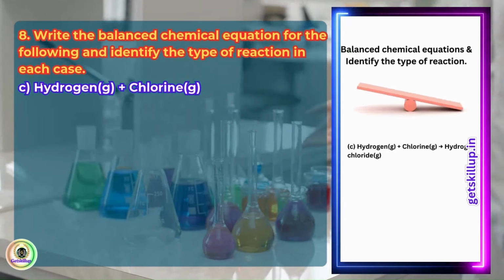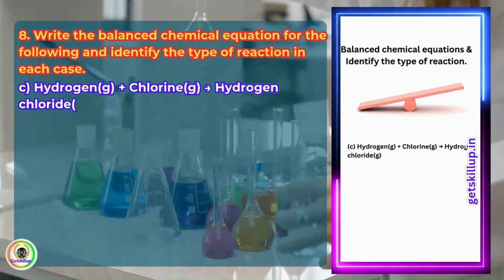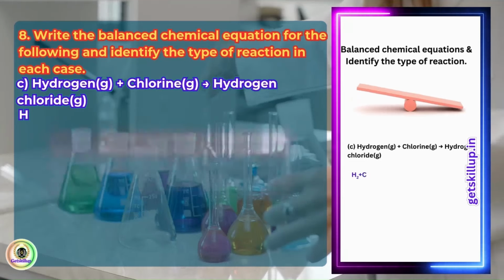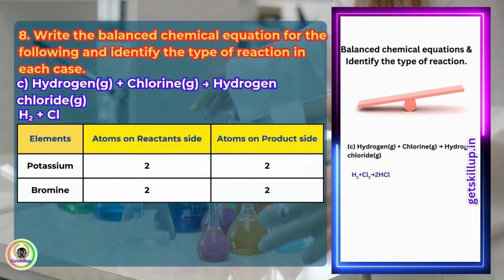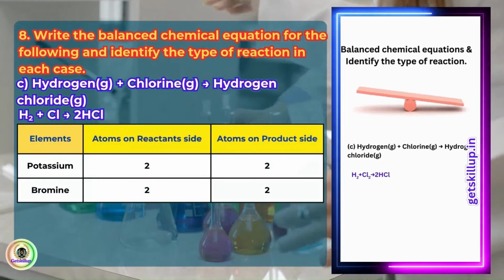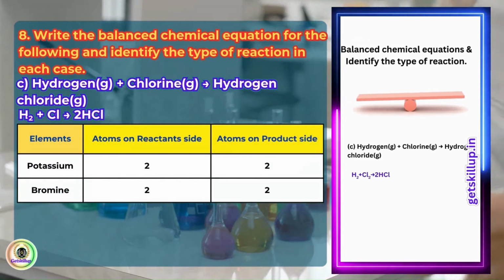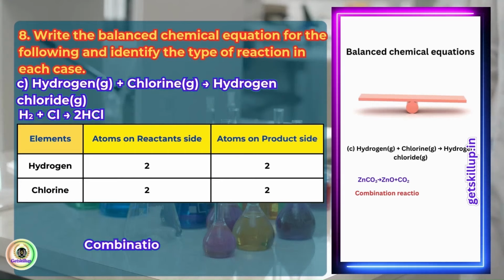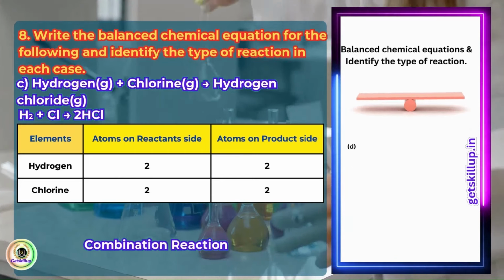C. Hydrogen gas plus chlorine gas gives rise to hydrogen chloride gas. Balanced chemical equation: H2 plus Cl2 gives rise to 2HCl. The type of reaction in this case is combination reaction.